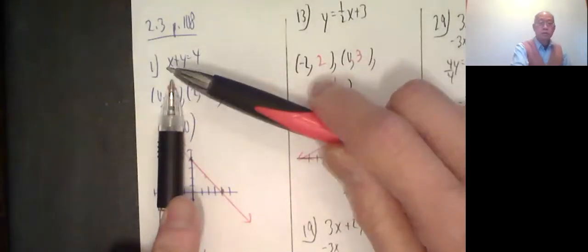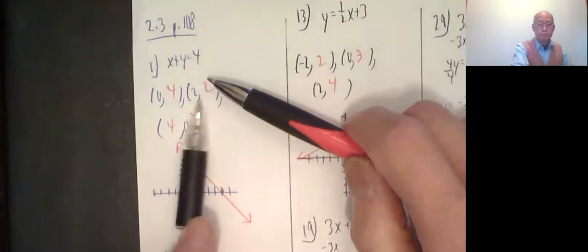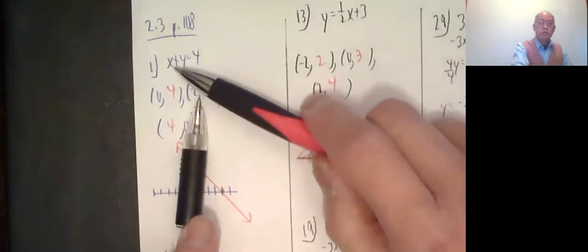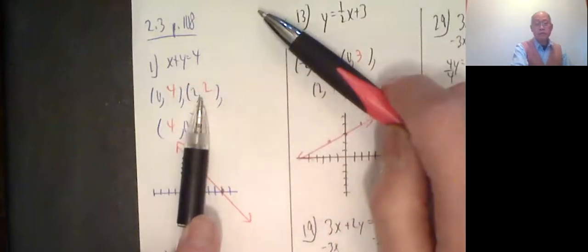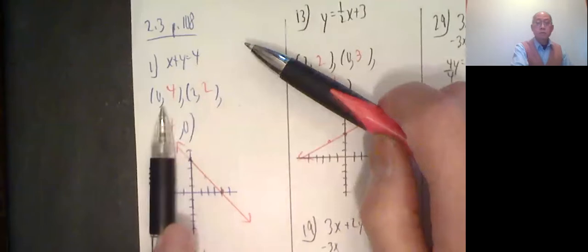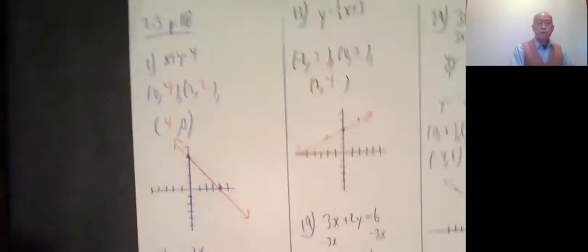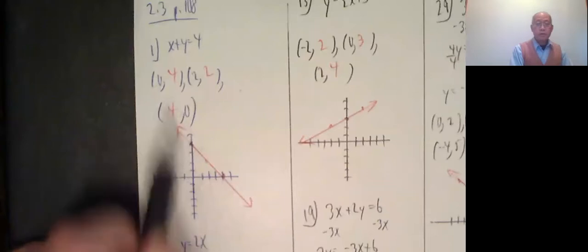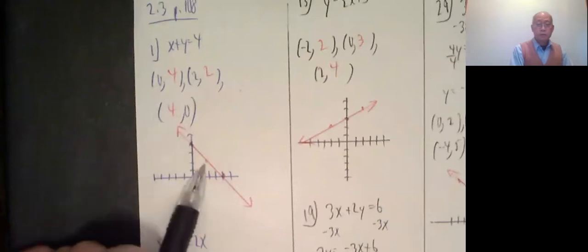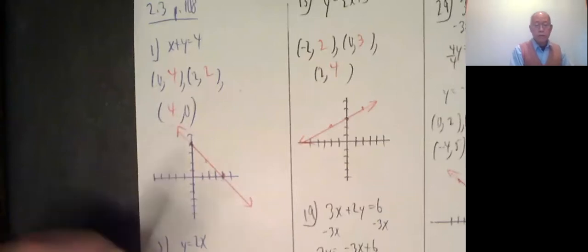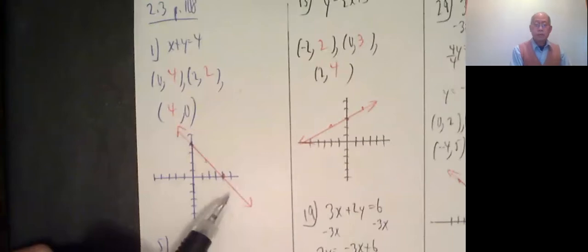If you plug in X is 0, that means Y is 4. Plug in 2. 2 plus Y equals 4. That means Y is equal to 2. Plug in Y equals 0. That means X equals 4. Okay, so then make a graph. 0, 4 is here. 2, 2 is here. 4, 0 is here. Connect it. Straight line. All of these should be straight lines.